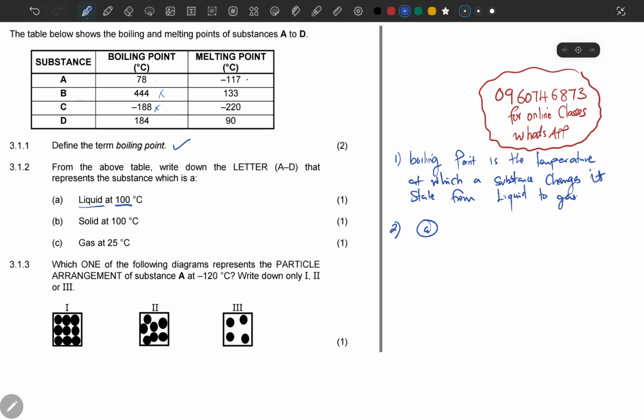But let's go to the melting point as well. You can see that A has got a very low melting point. But the melting point of D is positive, meaning D is the only one which is probable here for the answer, D.